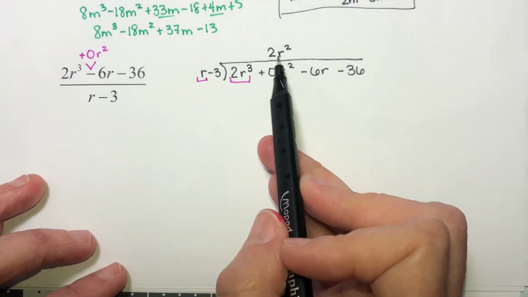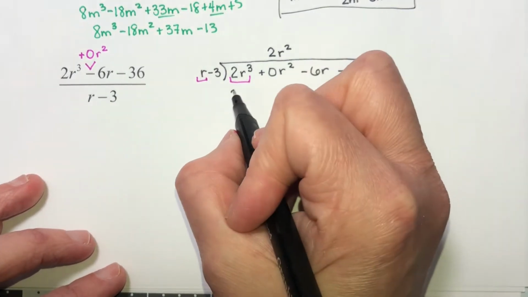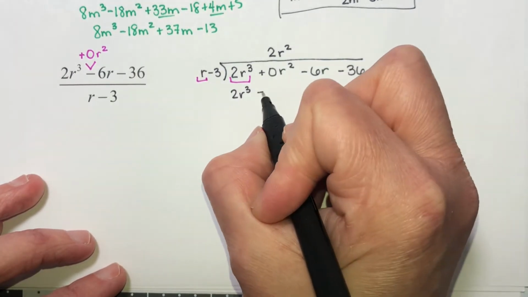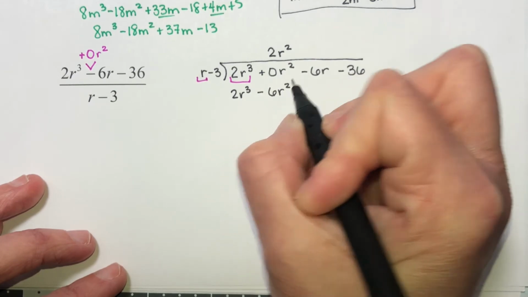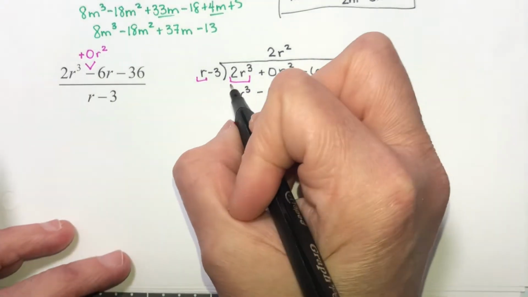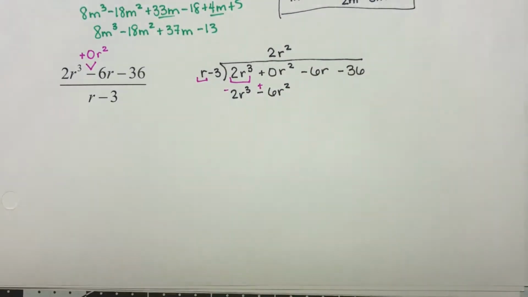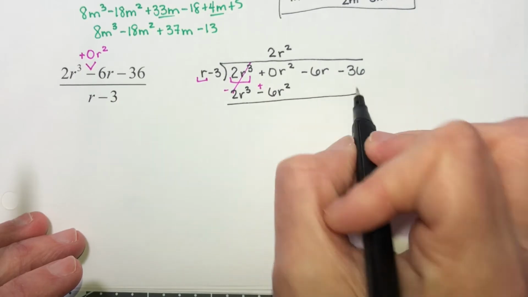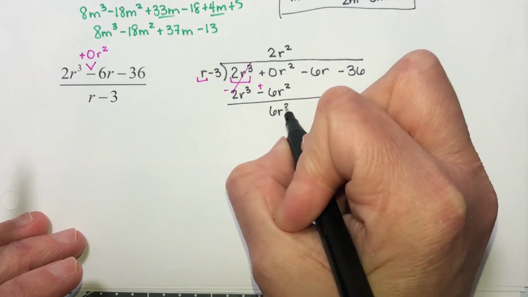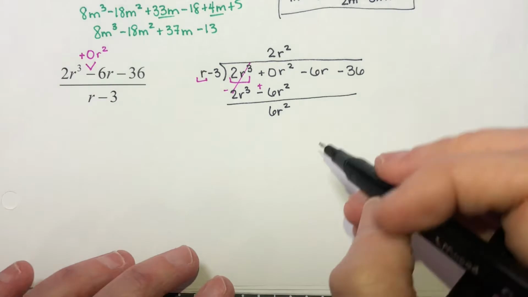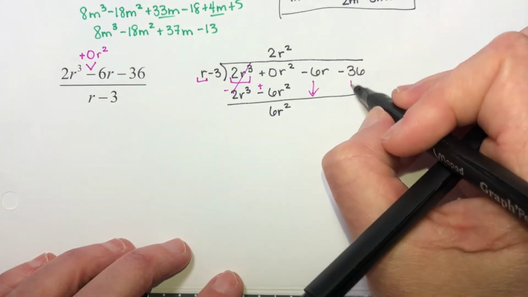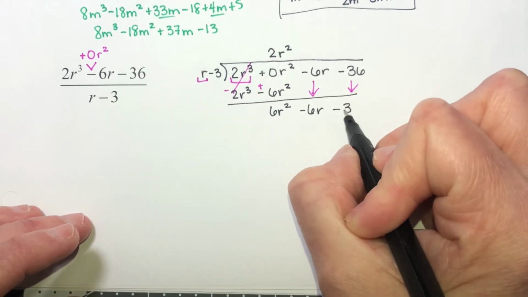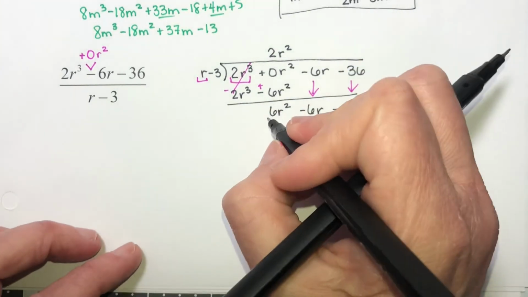Distribute the 2r squared. 2r squared times r is 2r cubed. 2r squared times negative 3 is minus 6r squared. Change your signs because it's subtraction. This first term should cancel out. We got 6r squared, and then go ahead and bring down the rest of it. And then repeat the process.